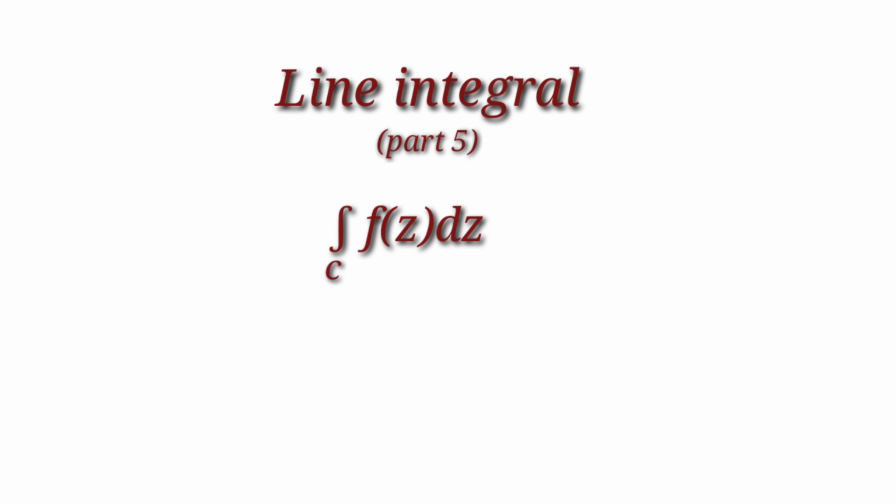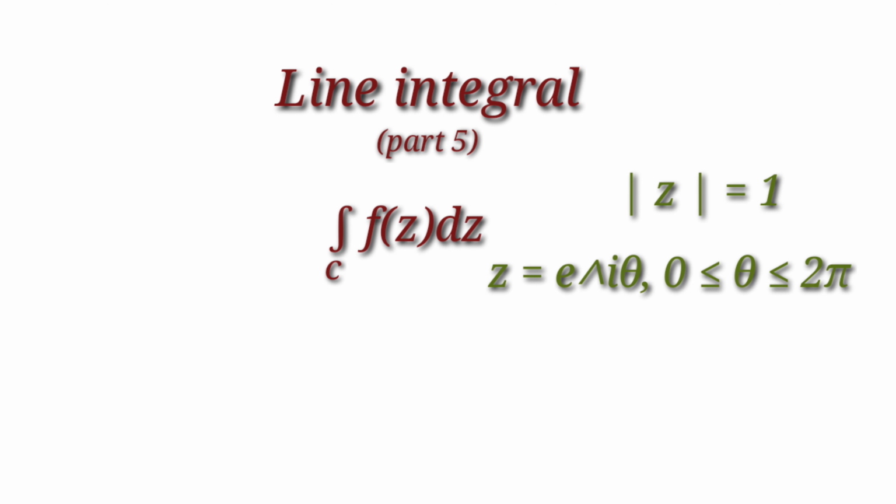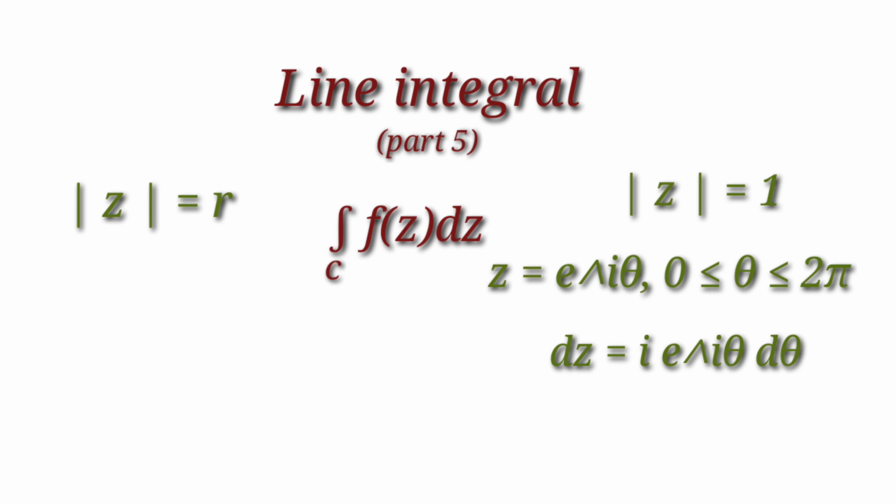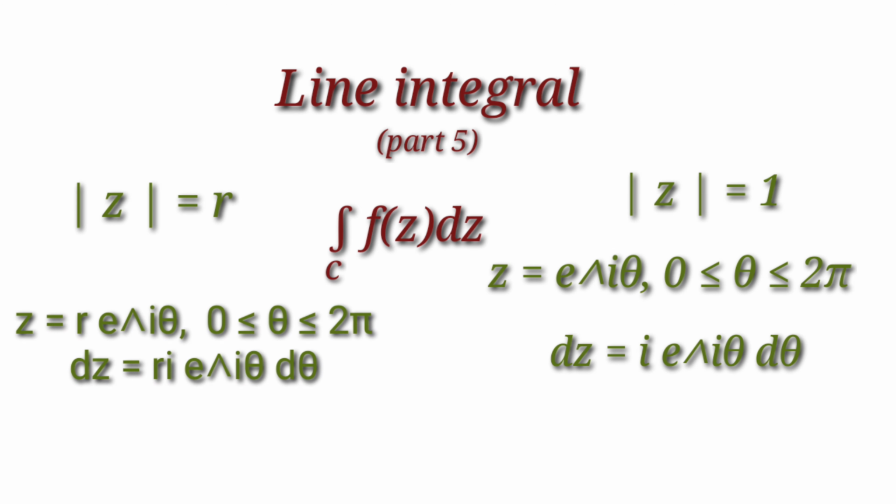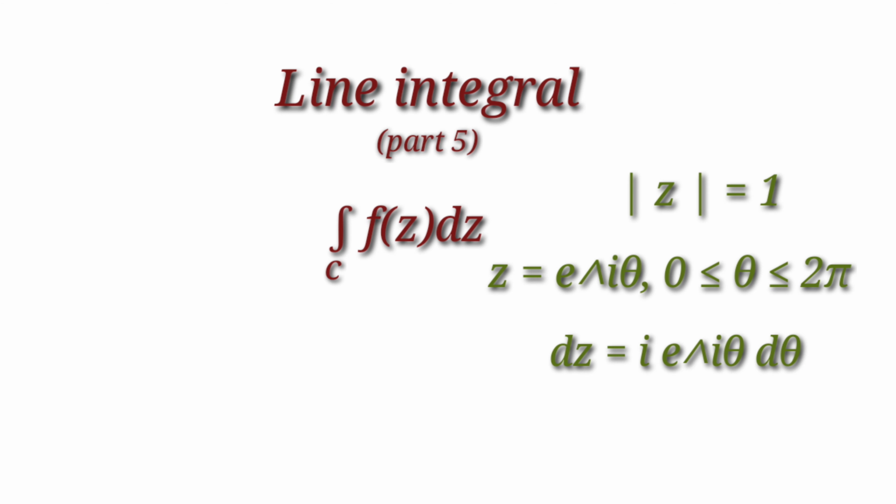If C is |z| equal to 1, then on C we must know z equal to e raised to i theta, where theta varies from 0 to 2 pi, dz is i e raised to i theta d theta. If C is |z| equal to r, then z equal to r e raised to i theta. Here also theta varies from 0 to 2 pi. And again dz is i into r into e raised to i theta d theta. Usually in our problem, C is the unit circle.